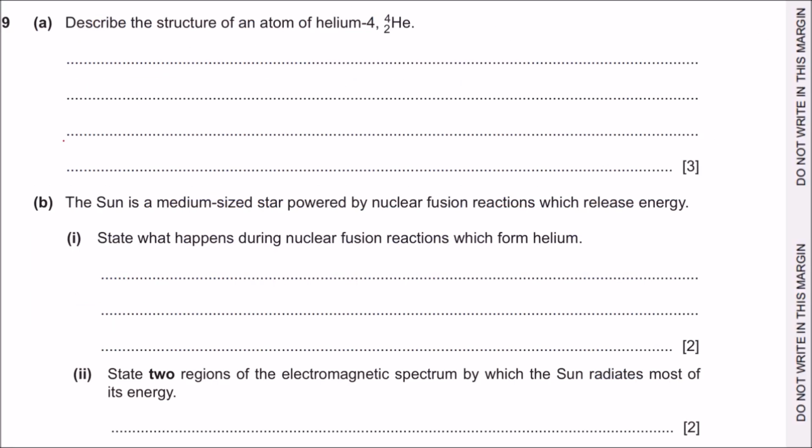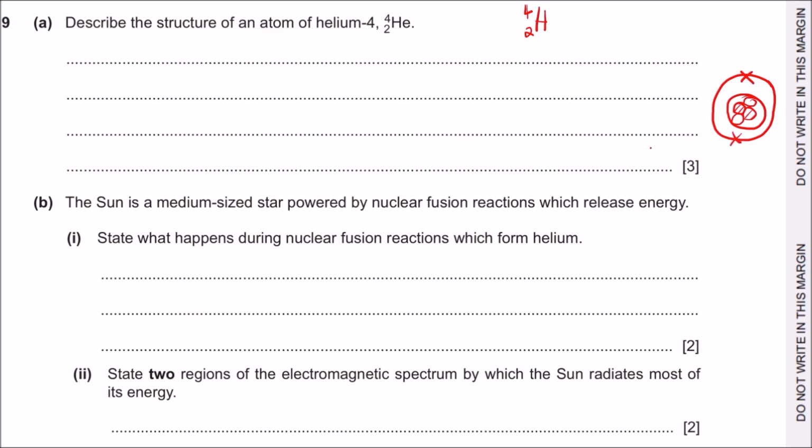Question number 9, I'll read. Describe the structure of an atom of helium-4, mass number 4 and atomic number 2. So you are required to know that helium-4, atomic number 2, like any other atom, consists of a nucleus which has 2 protons and 2 neutrons. Outside the nucleus, we have 1 energy level or orbit, where 2 electrons orbit around the nucleus.